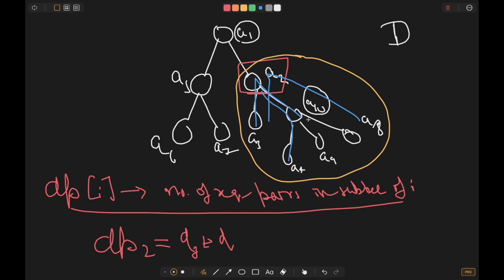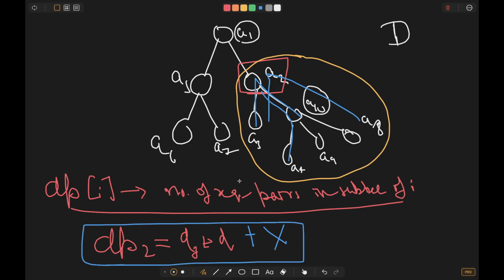Okay, so we want to calculate the number of vertex pairs that have A2 as an intermediate vertex, and let's call that value X, and this would be our DP state. And if we keep doing this, we will be able to get the required value at DP root, right? So now the only thing we have to think about is how to get this value X, and that's what we are going to try to do.